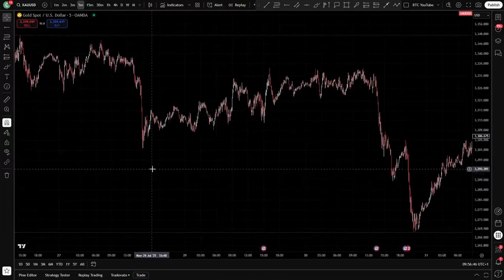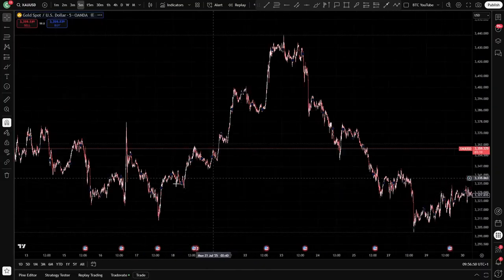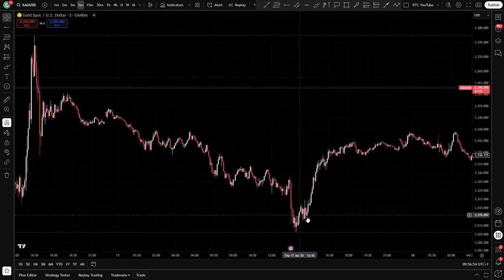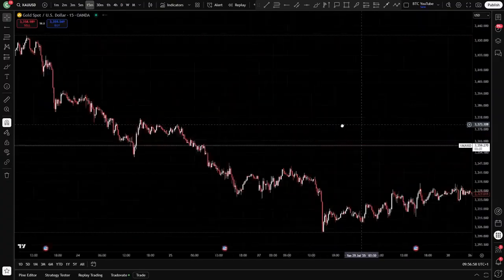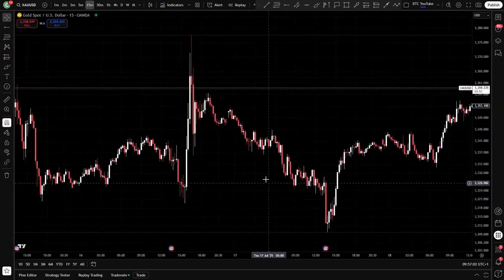Obviously, we've had a lot of volatility recently because we've had the crazy movement in the markets. I mean, this was a good trade here. Look at this one. Although it took a little bit of a while to play out. Probably would have been better on the 15-minute there. I think I did take this 15-minute.